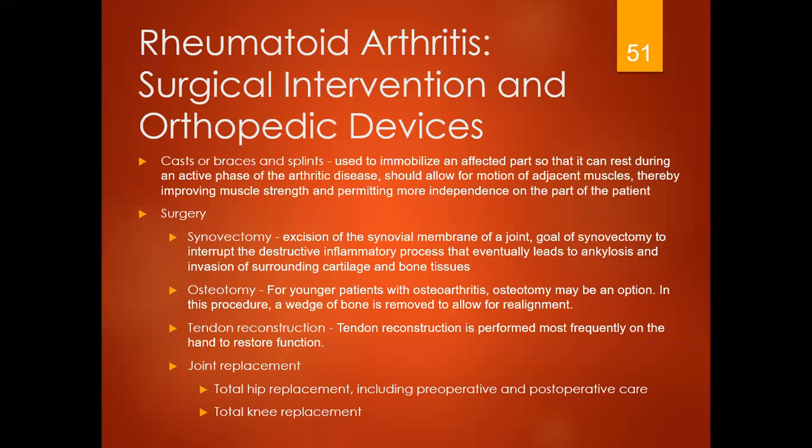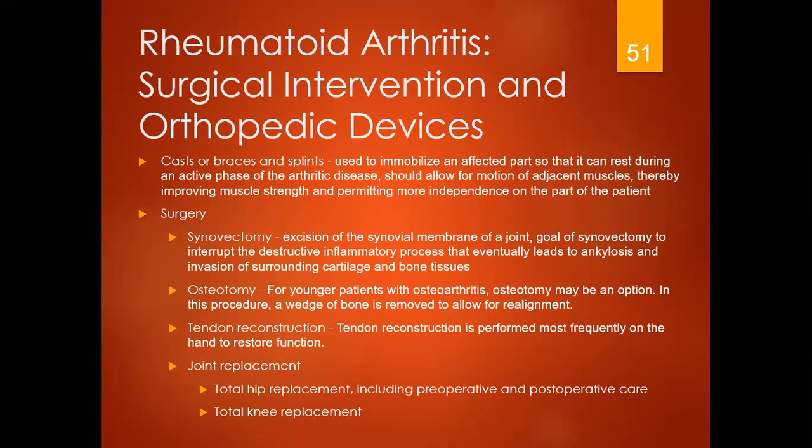Okay. Rheumatoid arthritis surgical interventions. We may use casts, braces, splints to immobilize the affected parts. We can rest, especially when we've got an exacerbation, but it should allow for motion of all the other muscles around it so that we have potential for improvement of muscle strength and independence for the patient, right?